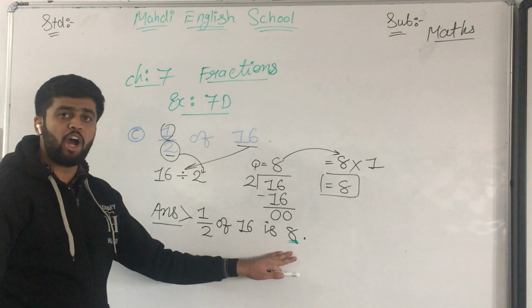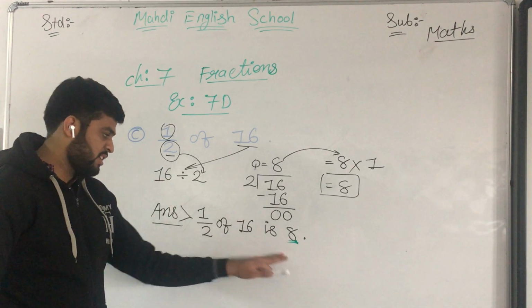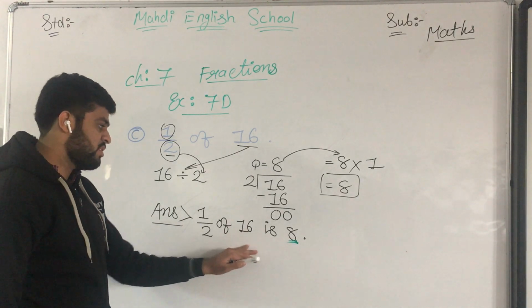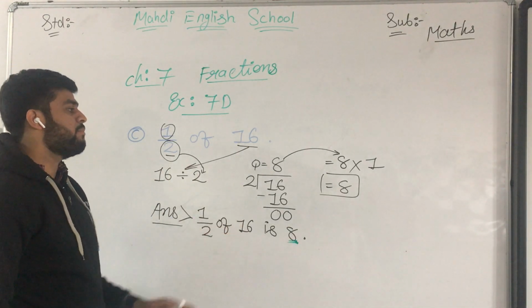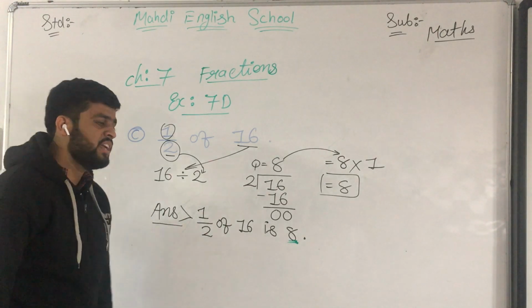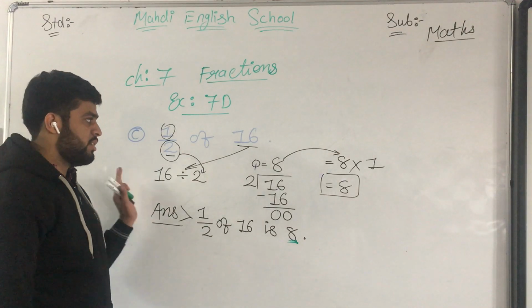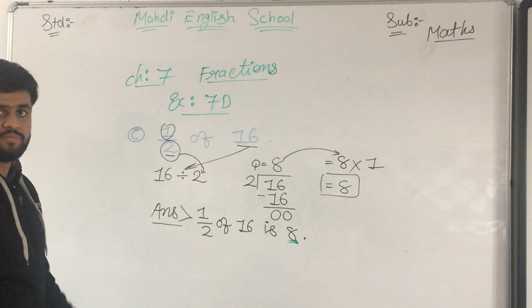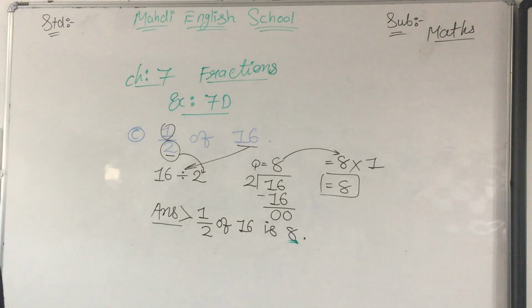Okay, 8 plus 8, how many? 16. It means we have to write here only half of 16. So by the division method, we are solving this. Okay, now take your time and then write neat and clean in your book. Okay, dear, now start writing all.